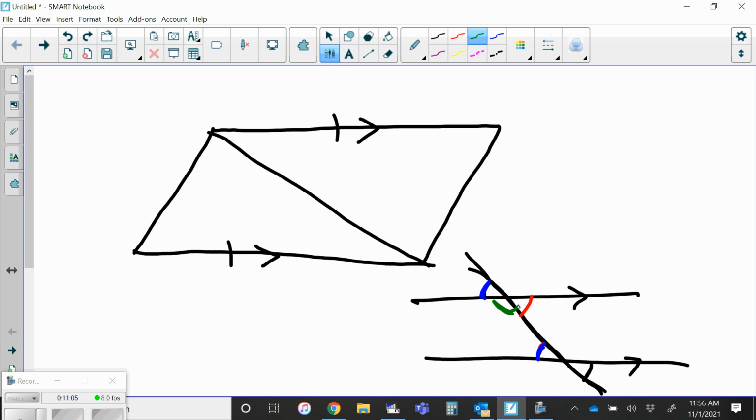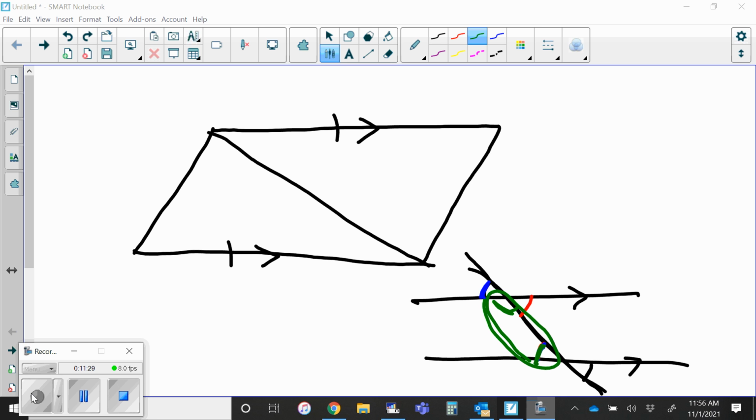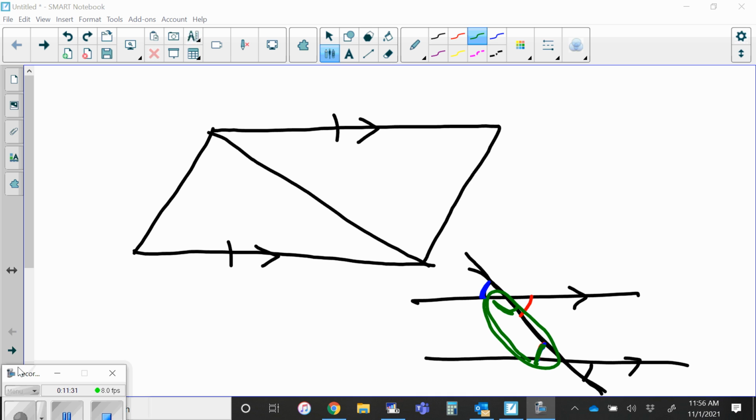These angles added up to 180. This one, what were they called? Same side interior. That's what they were called. They were called consecutive interior angles. And they add up to 180.